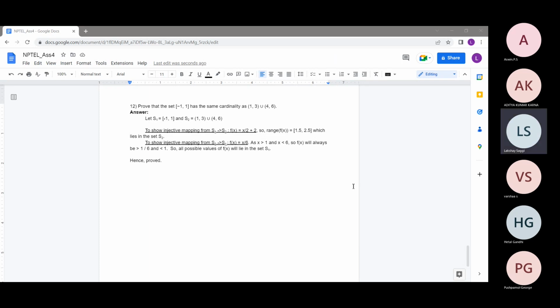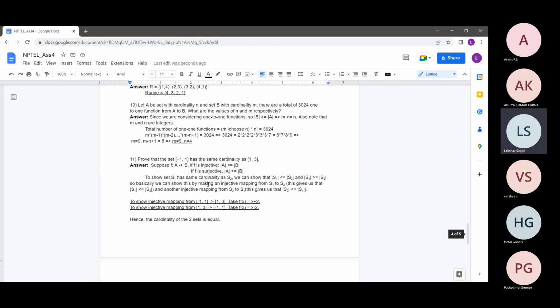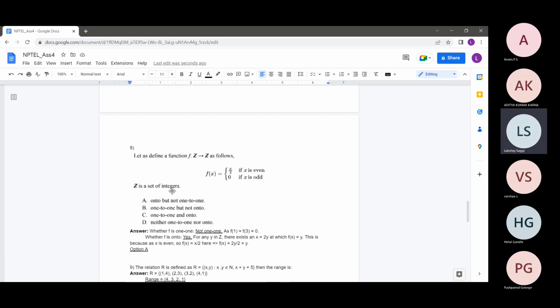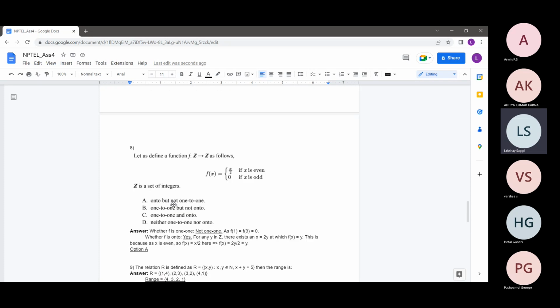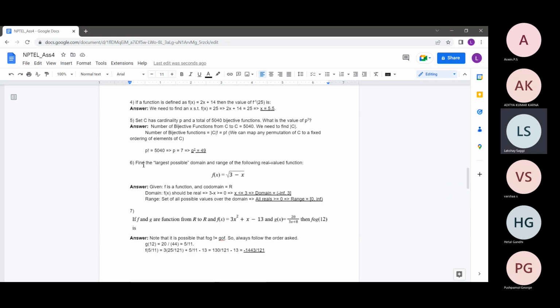Okay. So Hetal, you are saying if for some functions, domain or codomain is asked, how to identify? I had this question, I think, Hetal. The sixth question, basically. Find the largest possible domain and range of the following real valued function. The type of function is not given.